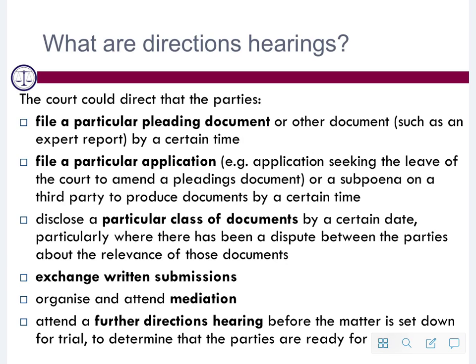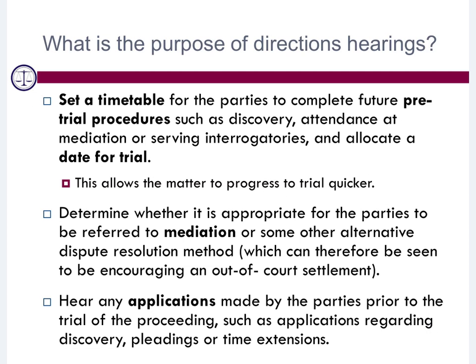The court could direct the parties to attend mediation, or to attend further directions hearings before the matter is set down for trial. The purpose of directions hearings is to set a timetable for the parties to complete future pretrial procedures, such as discovery, or going to mediation, or allocating a date for a trial. The judge gives directions because it allows the matter to progress to a trial quicker. Or in other words, the judge will determine what the next course of action should be.